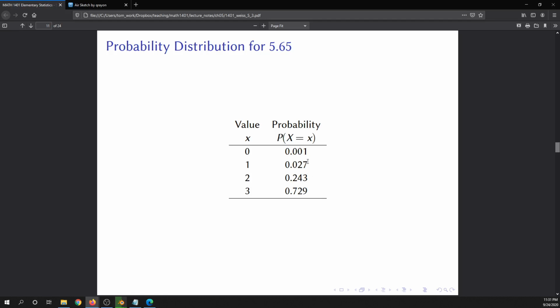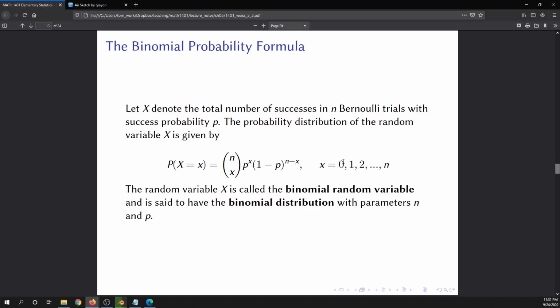These numbers came from applying the rules of probability that we talked about in chapter 4 to this experiment. I haven't given you the details on that, and in this video I'm not going to focus on those details, but rather on how to come up with these probabilities using the following binomial probability formula. If we have a binomial random variable, let X denote the total number of successes in n Bernoulli trials, with the probability of success being p. Then the probability distribution is given by this formula right here.